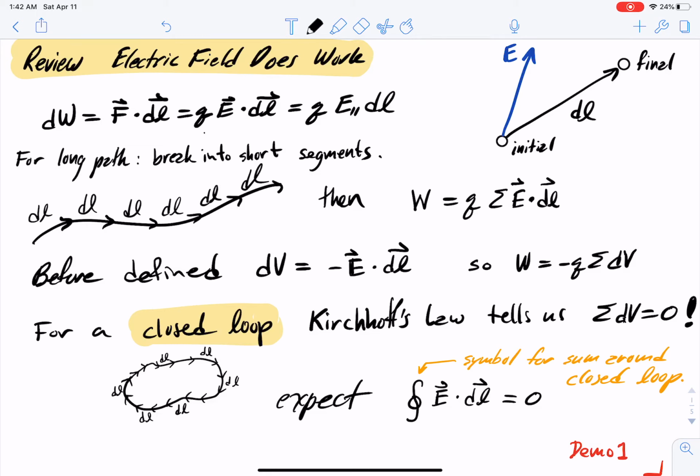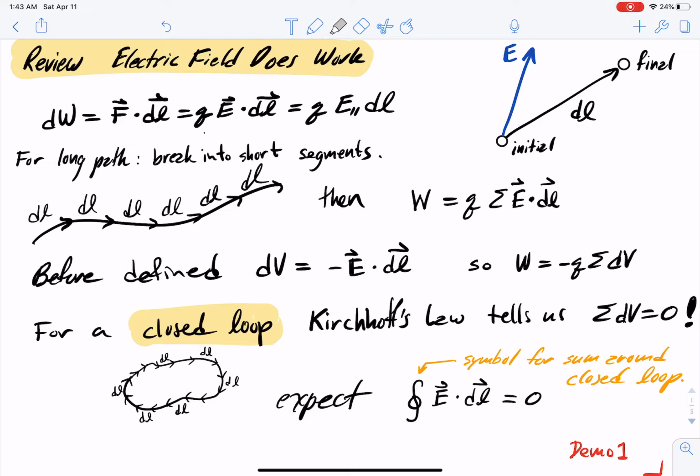Okay, so let's do a little review here. What we're reviewing is electric field doing work. As we remember, the work is defined to be the dot product of the force and the displacement. For an electric field, the force is the charge times the electric field.